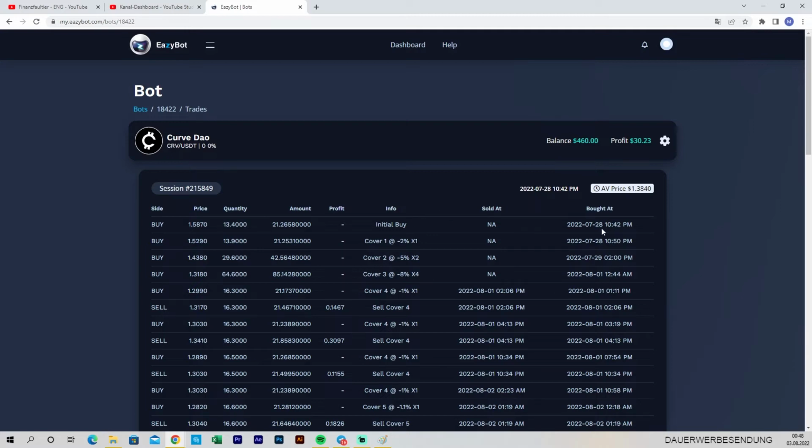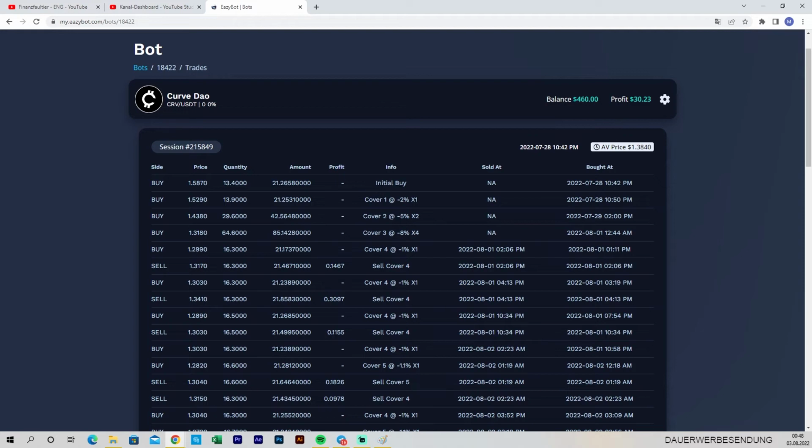It started on the 28th of July at $158.7 per Curve Dow, right? So here we see our first initial buy, and then the first cover at a minus 2% drop. That was at 152.90. Then from there, minus 5%, X2. That's why we bought $42 worth of Curve Dow right here for 143. And from there, minus 8%, X4 at 131.